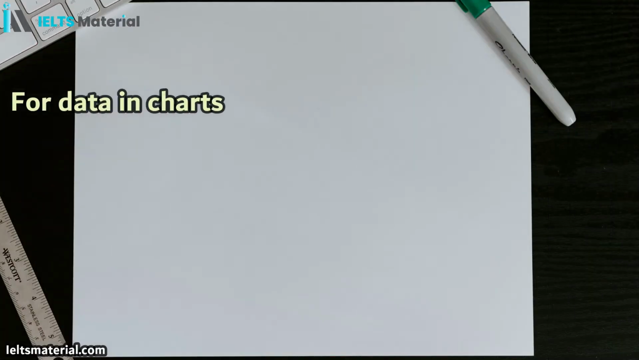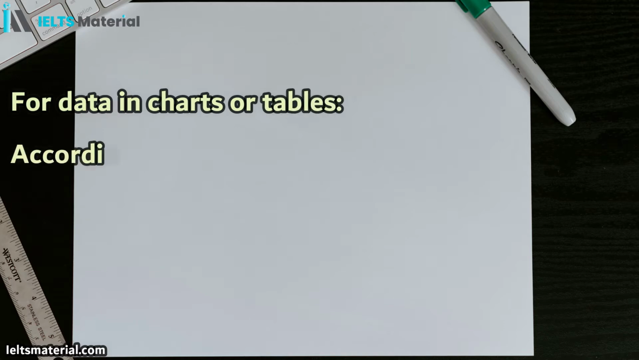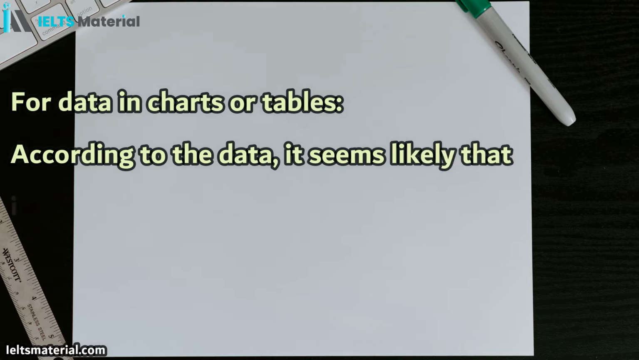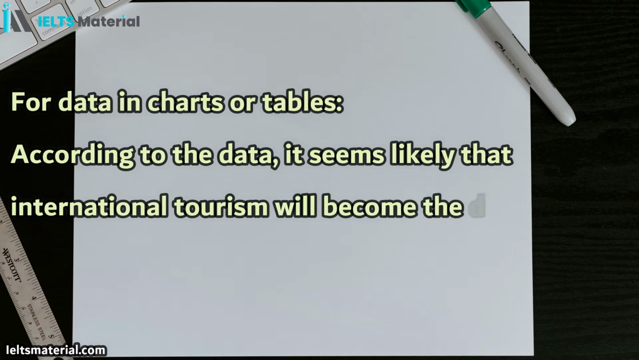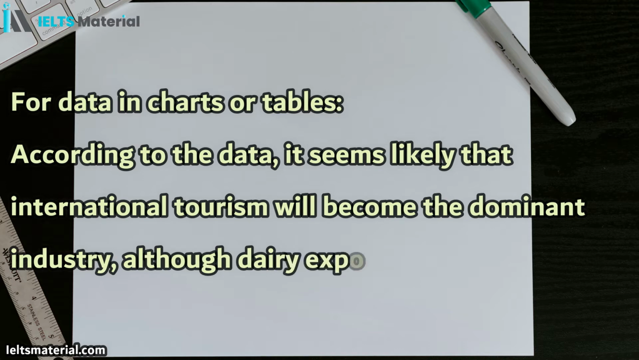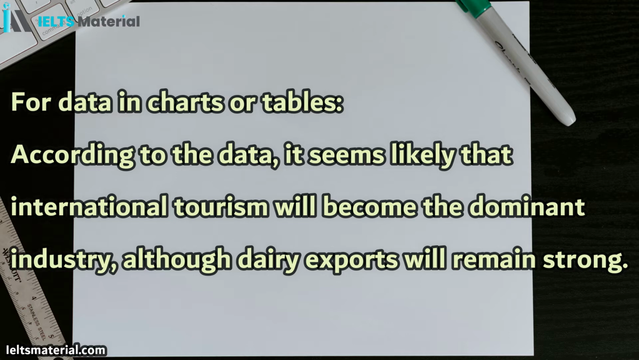Let's have a look at a good example for IELTS Task 1s where you're given data. This could be a table, a pie chart, a line graph, anything like this. So here's the example. According to the data, it seems likely that international tourism will become the dominant industry, although dairy exports will remain strong. So as you can see, there are no numbers here, and it covers the main two industries that are revealed in the bar graph or line graph, depending on how IELTS has decided to present this information.